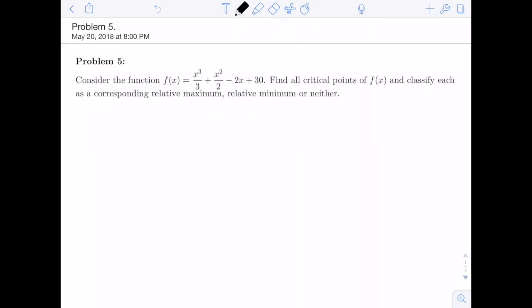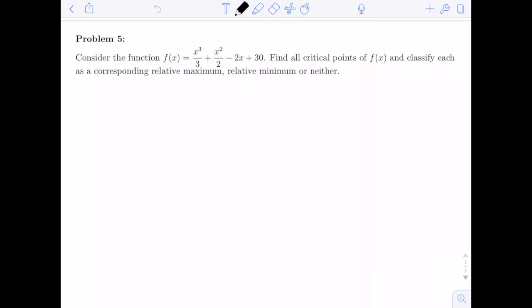Okay, so next up we've got problem 5. This is: consider the function f given by x cubed over 3 plus x squared over 2 minus 2x plus 30. Find all critical points of f and classify each as corresponding to a relative maximum, relative minimum, or neither. So first thing, remember critical points are when the derivative is either 0 or doesn't exist. However, we can tell from just the function right now, it's a nice polynomial, so the derivative is always going to exist. So we're only going to really care about when the derivative is 0.